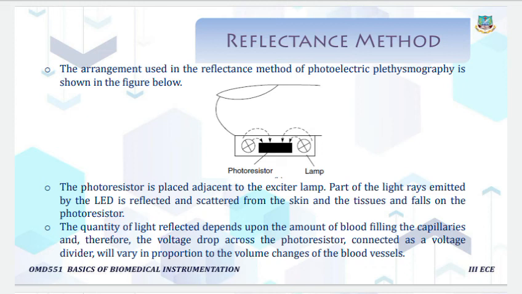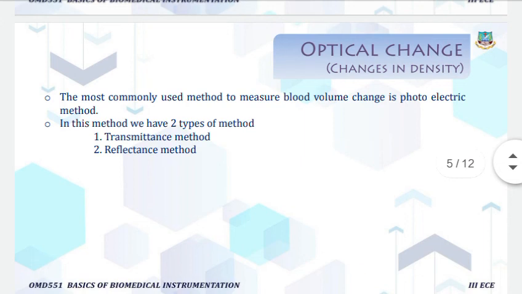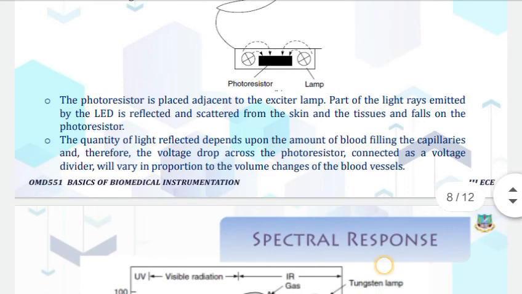It is similar to the transmittance method. In that, we place the photoresistor as well as the lamp in between the fingers. In this reflectance method, we place both the photoresistor and the lamp nearby. So these are the two optical methods that we use to measure the pulse rate.